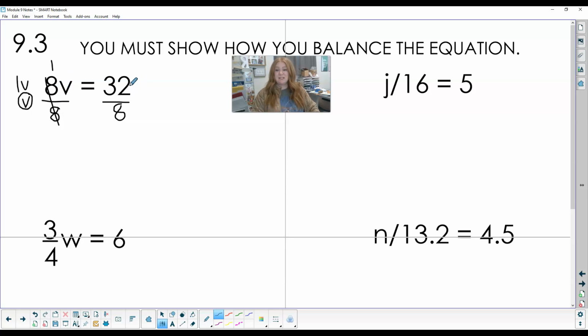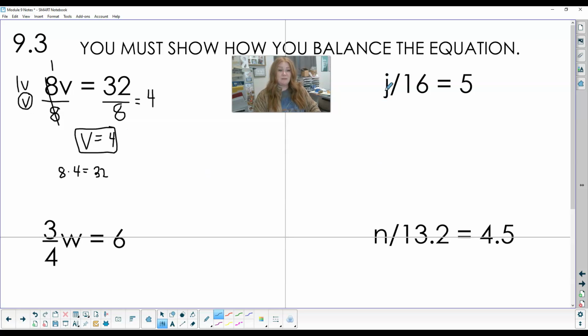Now we do it to the other side. 32 divided by 8 equals 4, so v equals 4. Now we want to plug it back in and double check ourselves. 8 times 4: 8, 16, 24, 32 equals 32. So yes, v does equal 4.